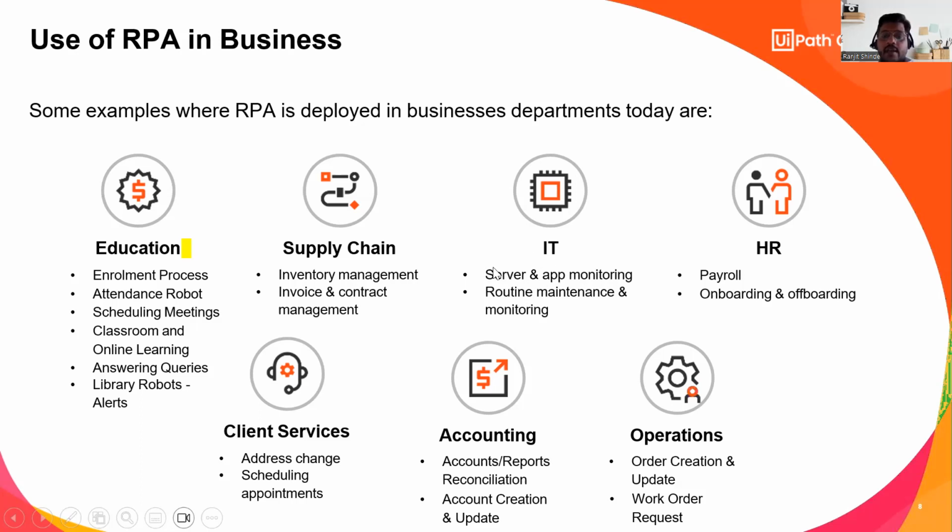Server and app monitoring means, suppose I want to install an application on our machine. At that time we need to send an email to the IT person for installing that application. The IT person will generate one ticket, and then the manager will approve that ticket. Then and only then will the IT person install that application. So we will do that type of automation with the help of RPA.